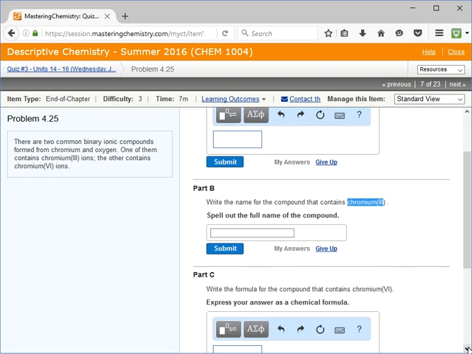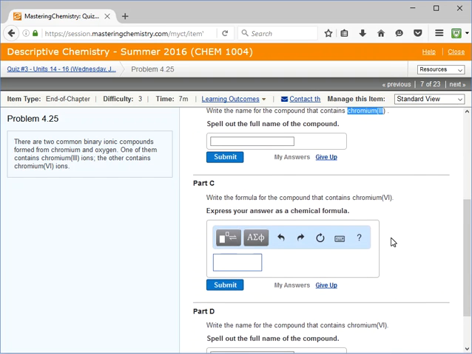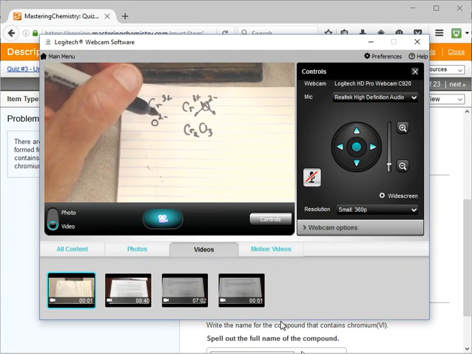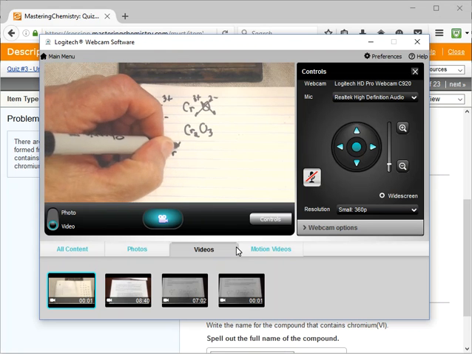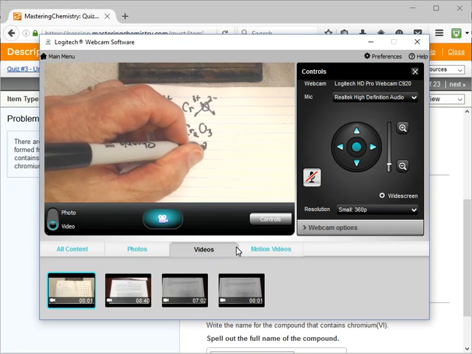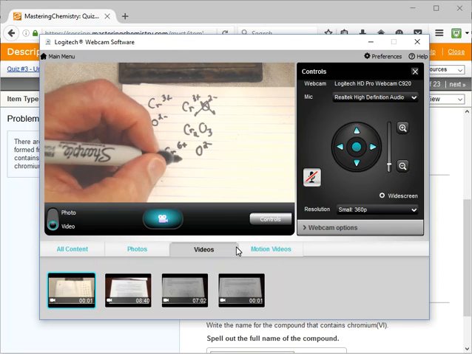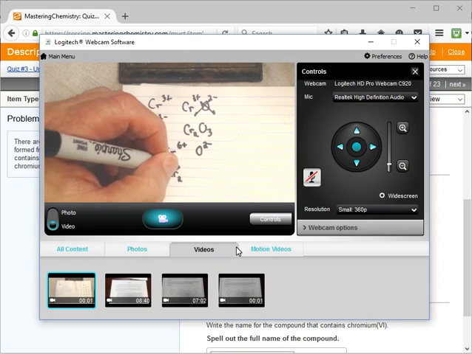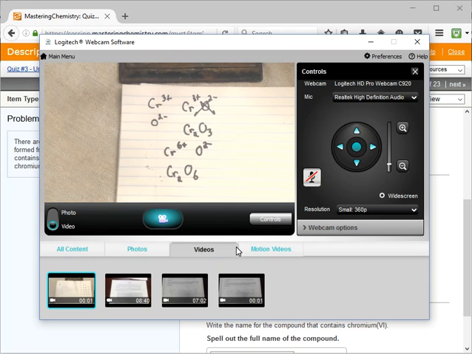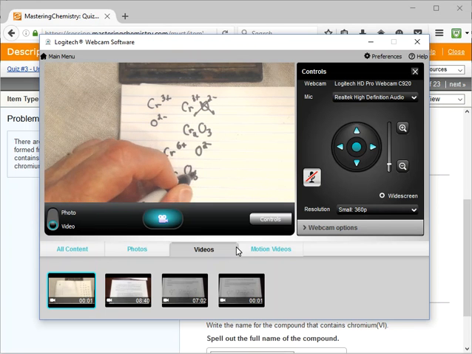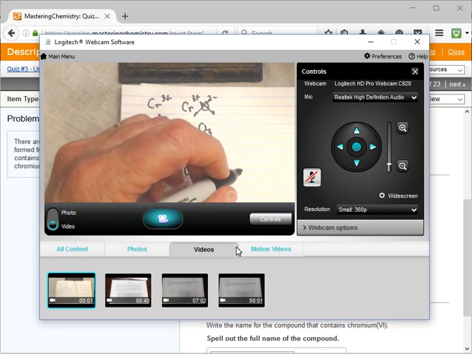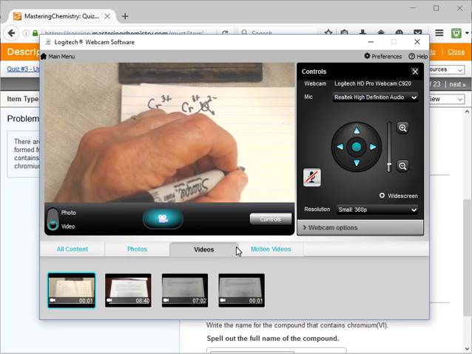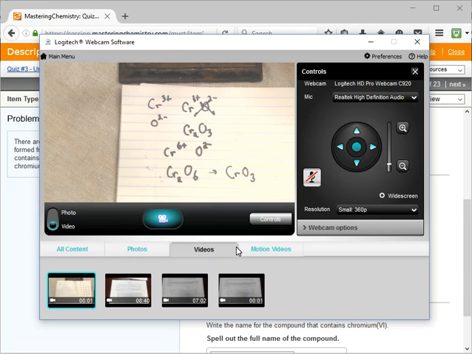What I wanted to show you down here is, what if I have chromium 6? So if I have chromium 6 now, I'm going to combine it with oxygen with the two minuses, and I cross them over. Now I get Cr2 and O6, and that looks fine. But we don't leave it that way because we like to get the smallest integers we can. Well, these are both even, aren't they? And if they're both even numbers, I can divide them by 2 and make them smaller. So I'll write this as CrO3.